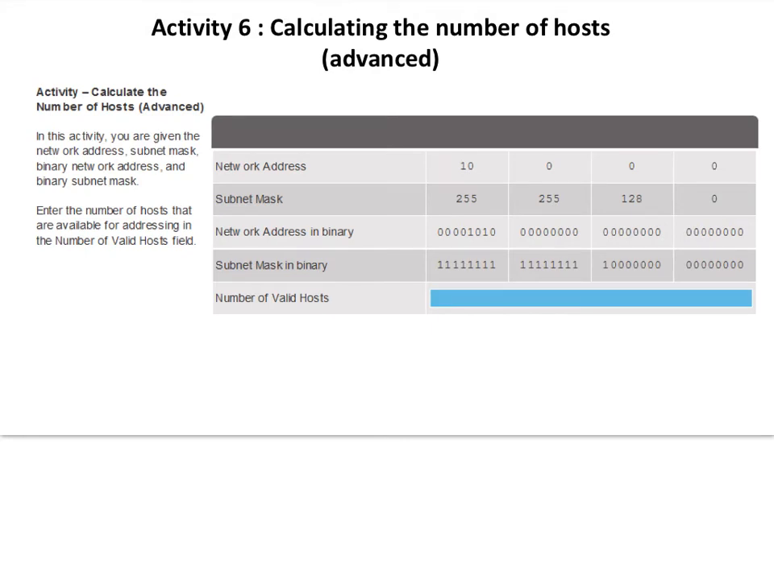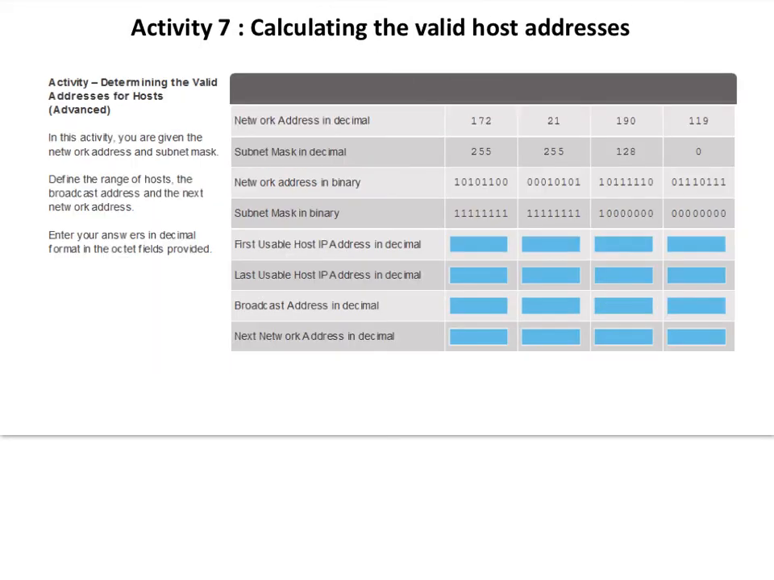So what is the number of valid hosts? 2^15 minus 2. Minus 2 because I said valid hosts. If I tell you number of addresses, the number of addresses will be 2^15, which is 32,768. That's it. Okay. Right. Last one.